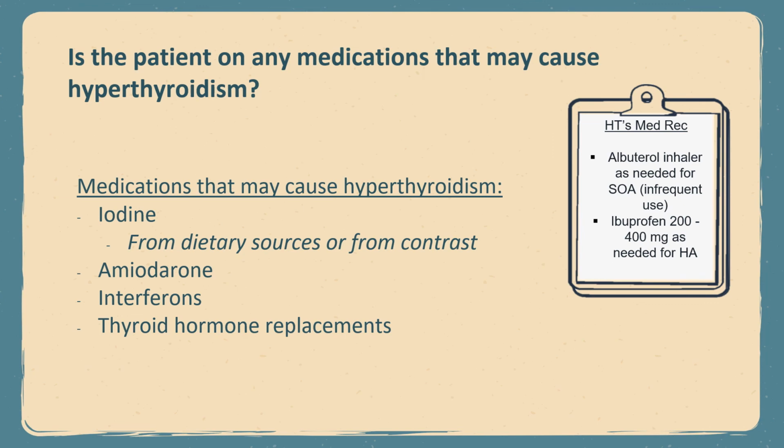The next thing I want to look at is whether the patient is on any medications that might cause those symptoms of hyperthyroidism. These medications can cause hyperthyroidism and change the levels. These are iodine, either from dietary sources or from contrast, and this is in excess of your normal intake. Also, amiodarone and interferons can cause hyperthyroidism, but they can also cause hypothyroidism, so be careful with those. And then thyroid hormone replacements, if you overshoot, you can cause hyperthyroidism symptoms.